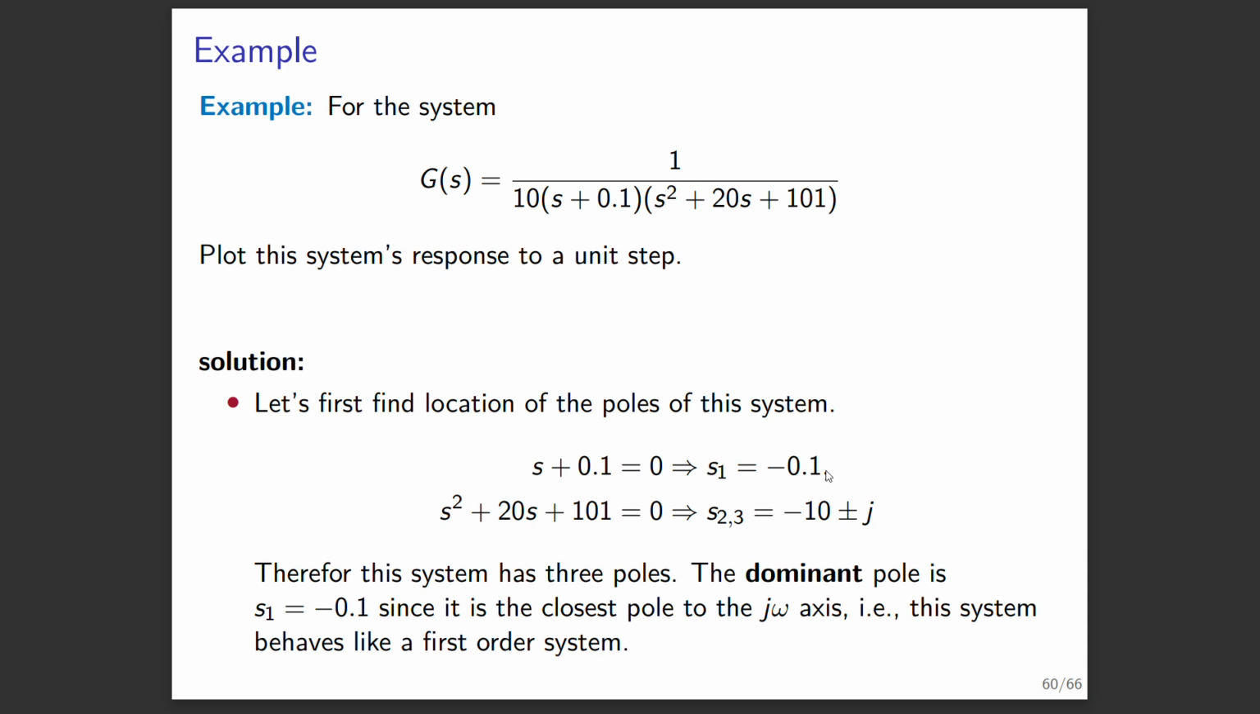So this pole, negative 0.1, is very close to the origin or to the imaginary axis. These two poles are way to the left, so these are very weak poles. Therefore, this system, which has 3 poles, behaves like a first order system, as if these 2 poles didn't exist, as if this was the only pole of the system. So this is the dominant pole, and it shows itself much stronger than these 2 poles.